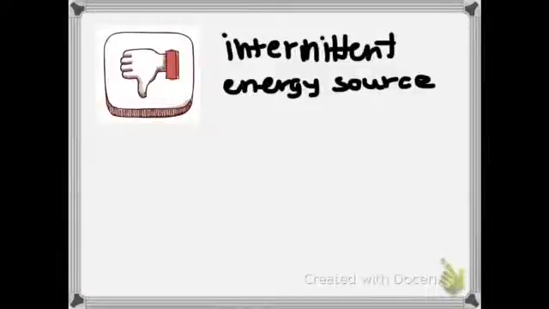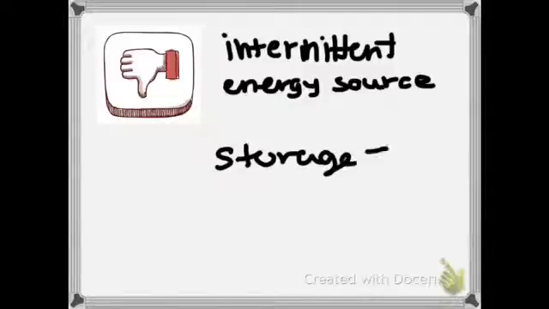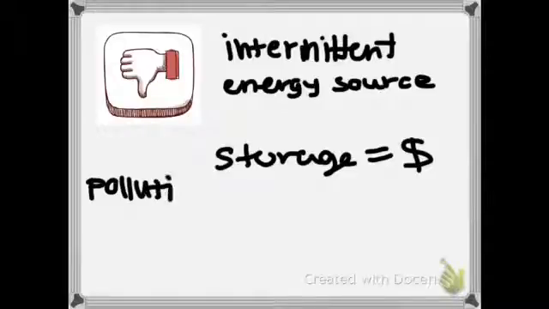Solar energy is an intermittent energy source. Overcast days with low sunlight availability can cause issues. Energy storage is also expensive. Batteries can help with this issue some, but aren't exactly cheap either. There is some pollution associated with solar panels, such as manufacturing, transporting, and installation. But this pollution level is lower than fossil fuels or nuclear energy.